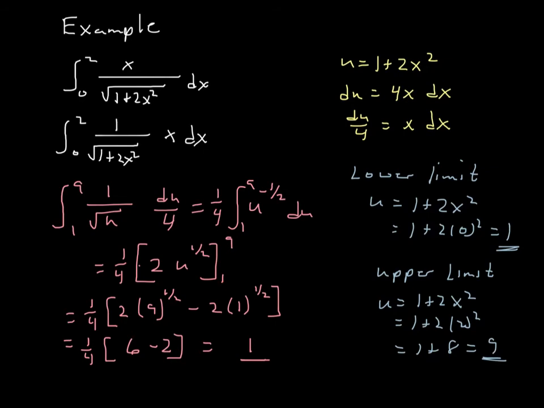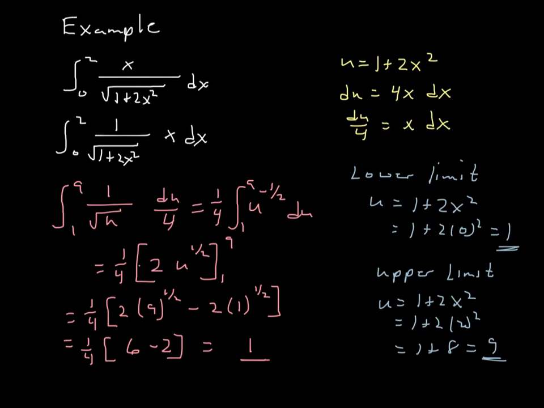Plugging in the 9, I get 1/4 times, in brackets here, 2 times 9 to the 1/2 minus 2 times 1 to the 1/2. Well, 9 to the 1/2 is the square root of 9, which is 3. So I'm going to get 1/4 times 6 minus 2, which will be 1/4 times 4, which equals 1. So this definite integral right there is equal to 1.